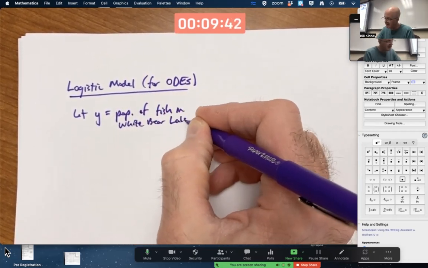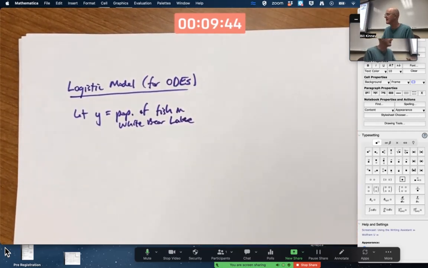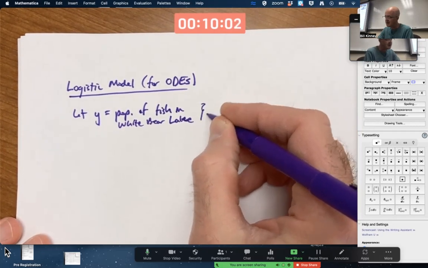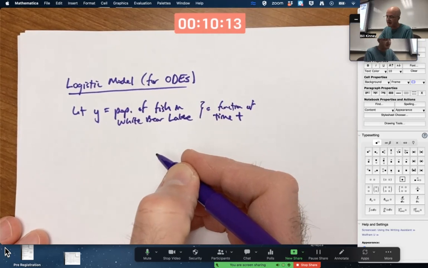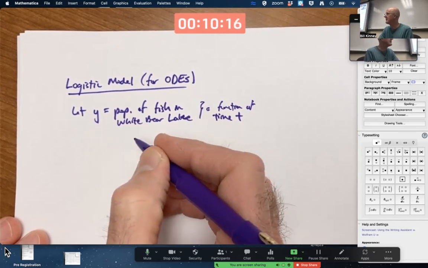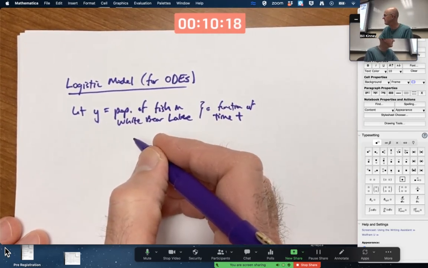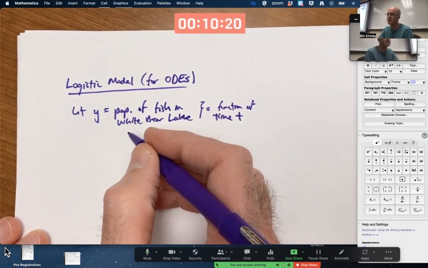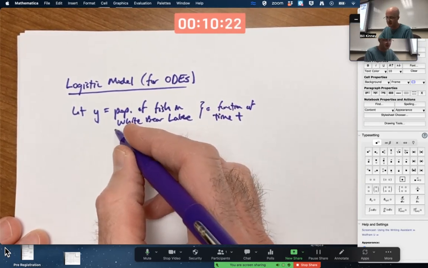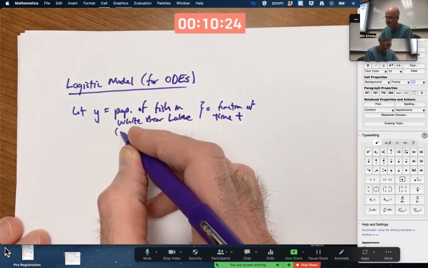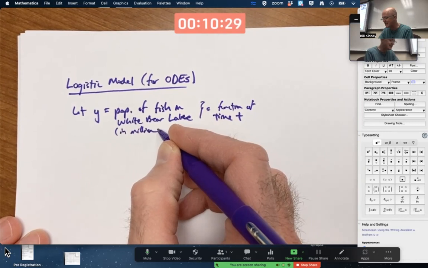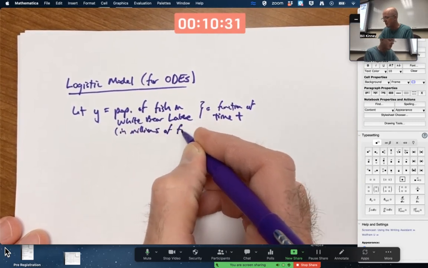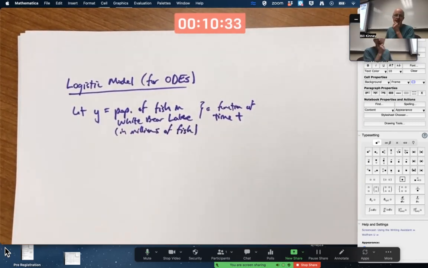Fish in White Bear Lake, Minnesota here, and that it's not only a town, it's also a lake. A function of time. So that's your dependent variable, this population. And probably to make it simple, you'd want to use units of maybe millions of fish. I mean, White Bear Lake's pretty big. I'm pretty sure there's probably over 1 million fish in there. Say in millions of fish. And maybe it'd be better to focus on one species, but I won't bother making it more complicated that way.